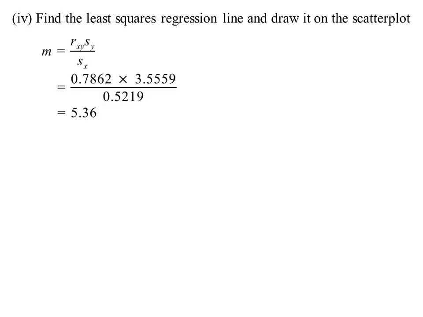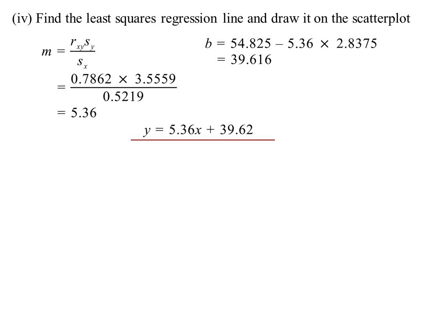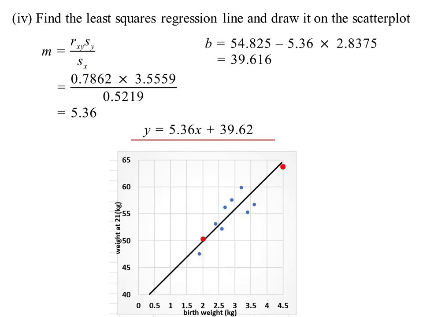So my slope is going to be that correlation coefficient times the deviation of y over the deviation of x, 5.36. From there I can work out the y-intercept using that formula we just saw, 39.616. There's the equation of the line, 5.36x plus 39.62. There's a point on that line, there's another point on that line, draw it in. It wasn't too bad, but let's see what they've done in the HSC in the past.